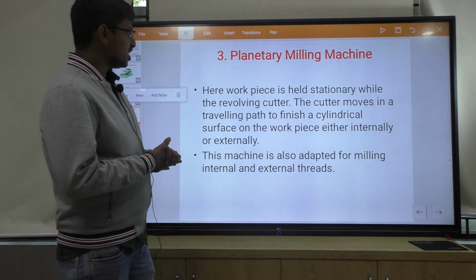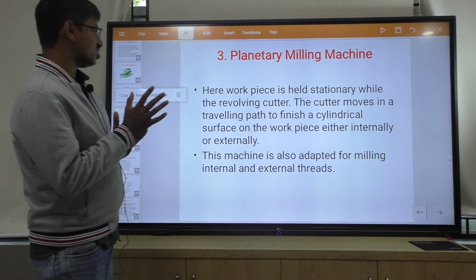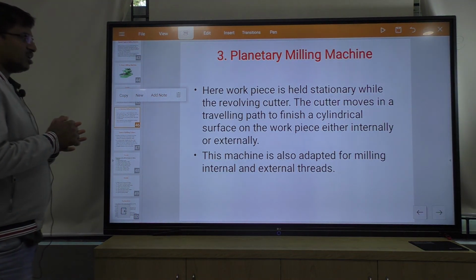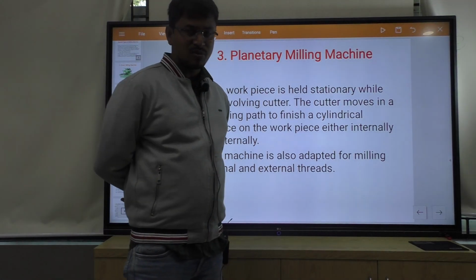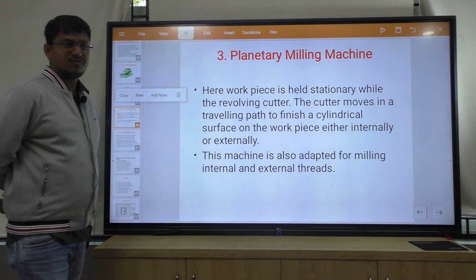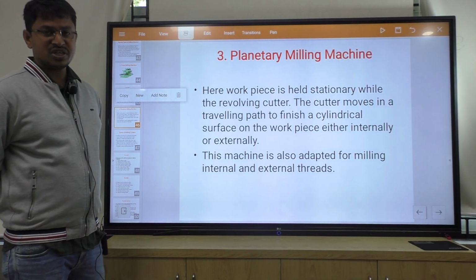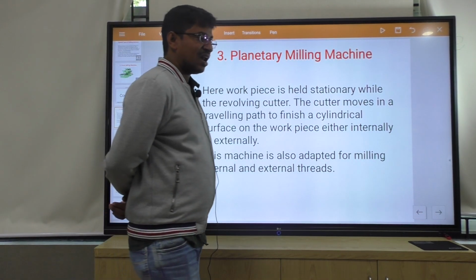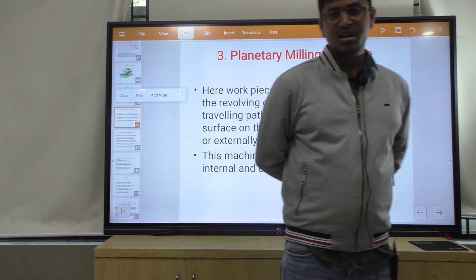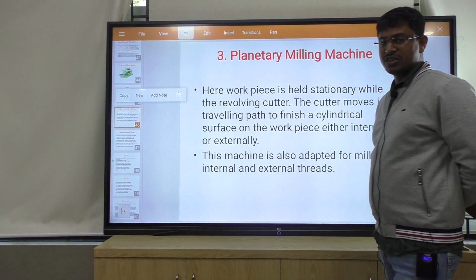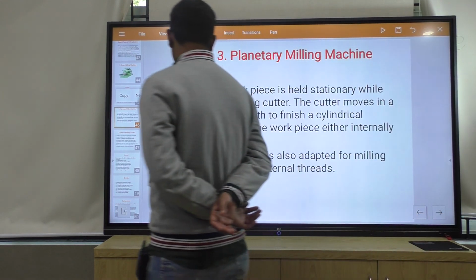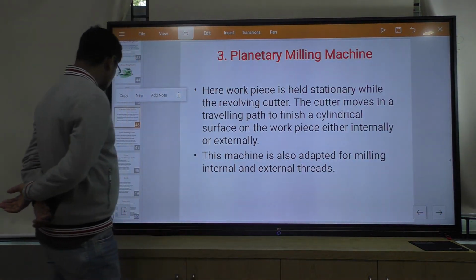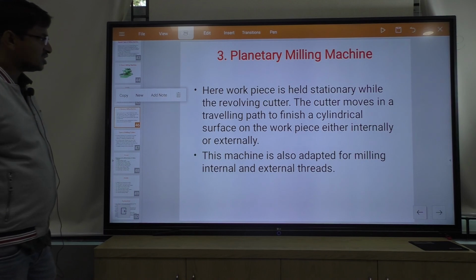Then another is the planetary milling machine. Here the workpiece is held stationary while the revolving cutter moves in a travelling path to finish a cylindrical surface. In planetary milling machines, what happens? The workpiece remains fixed, but the cutter moves along a cylindrical or circular path to produce cylindrical or circular surfaces.